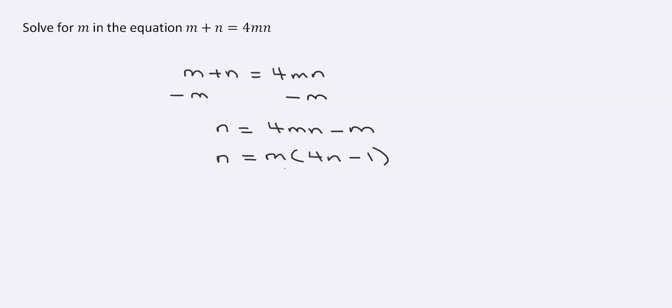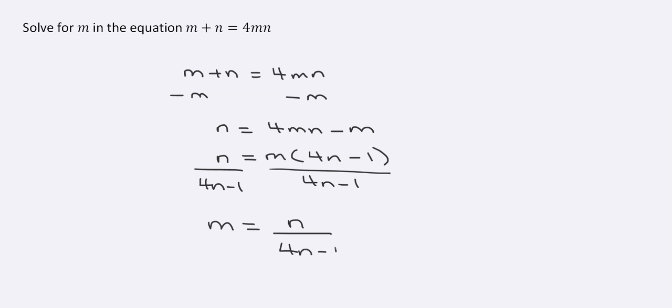And now we need to have m standalone. Whatever is a multiplying factor on the same side, we're going to divide by that value, which is 4n minus 1. And we divide both sides by 4n minus 1. So therefore, m is equal to n over 4n minus 1. And that is the solution for this literal equation.